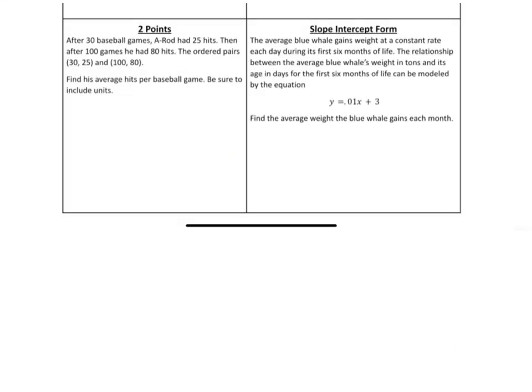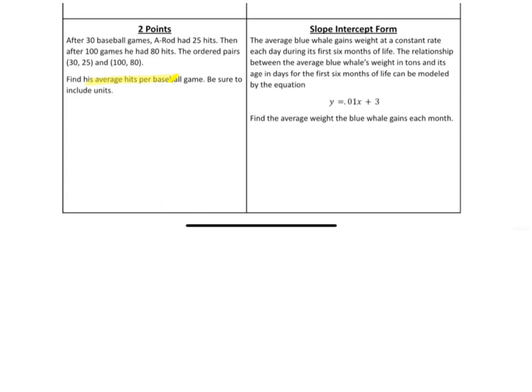Now let's look from 2 points. With 2 points, we know we can use a tiny table if we would like to help us out. Let's read the problem. After 30 baseball games, A-Rod has 25 hits. Then after 100 games, he had 80 hits. The ordered pairs are 30, 25 and 100, 80. Find his average hits per baseball game. Be sure to include units.